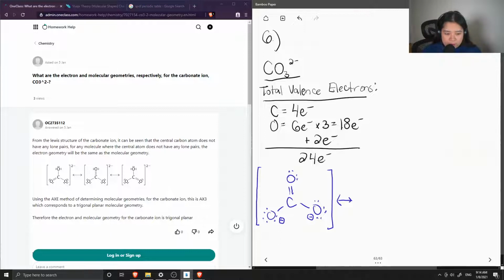So I can also draw the resonance structures just by showing how each oxygen can have a double bond. Okay, so these are all the different resonance structures that you could have for this ion.